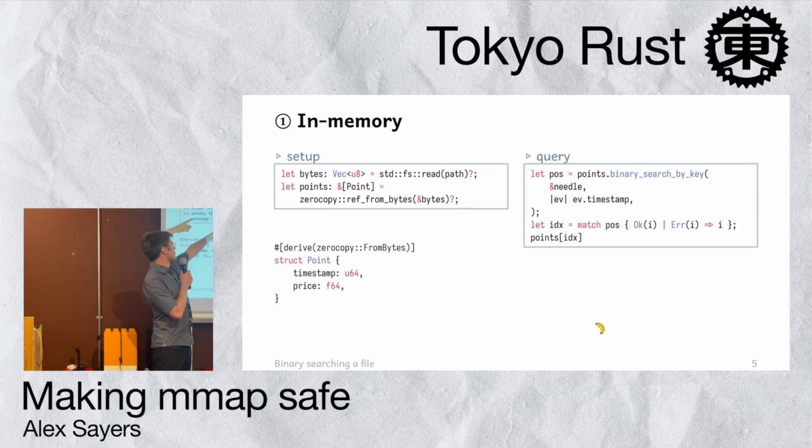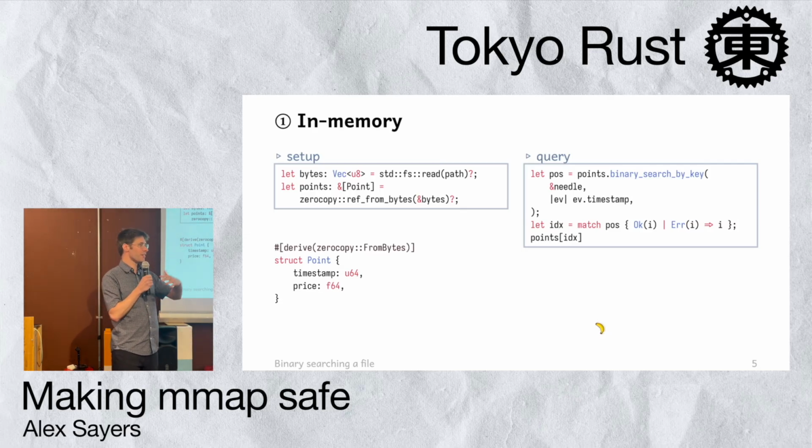So here I'm calling fs read on the path. That reads the contents of the file into a giant Vec of u8. Next, I'm using the zerocopy crate to cast that slice of u8 into a slice of points. So here I've got a struct down here defining the format of the file. It's just what I said before: 8 bytes timestamp followed by 8 bytes price.